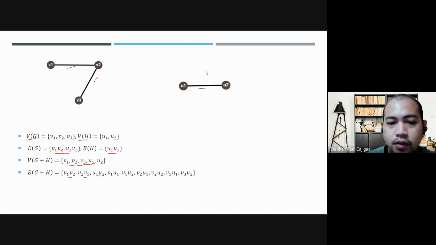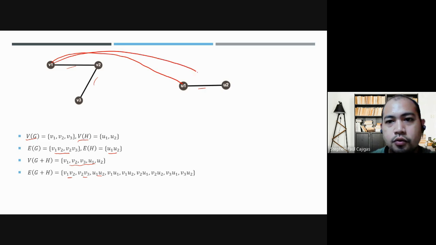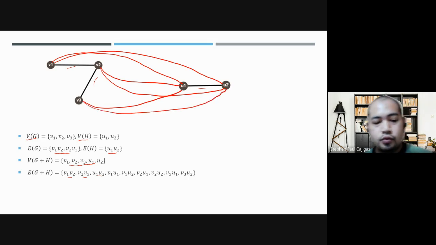Okay, so now what we do next is to do the connection. According to our definition, we will create edges by connecting the vertices of graph G to the vertices of graph H. So each vertex of G must connect to each vertex of H. V1 will connect to U1 and will also connect to U2. The same thing, V2 will connect to U1 and also to U2. Then V3 connects to U1 and also connects to U2.